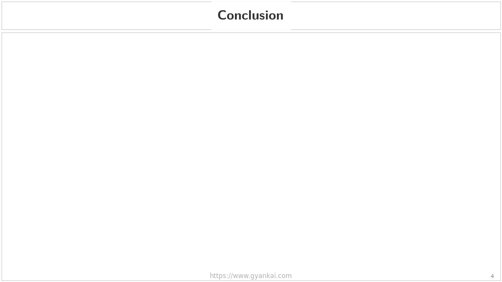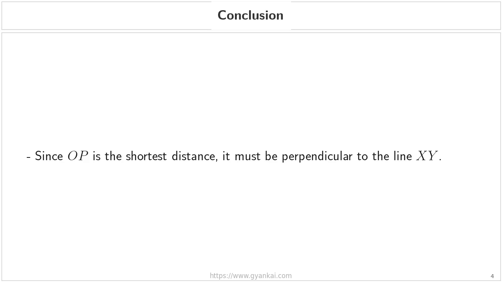Conclusion. Now that we have established that the distance from the center to point P is the shortest possible distance to the line, we can reach our final conclusion. Since we have proven that the segment OP is the shortest distance from the center O to the tangent line XY, we can apply a fundamental rule of geometry. The shortest path from a point to a line is always the perpendicular path.